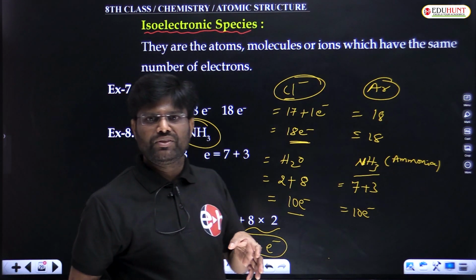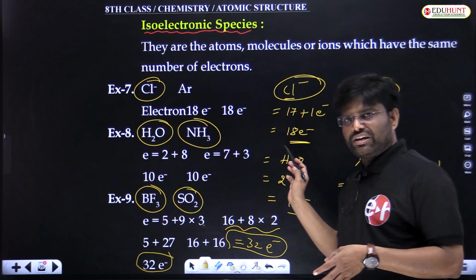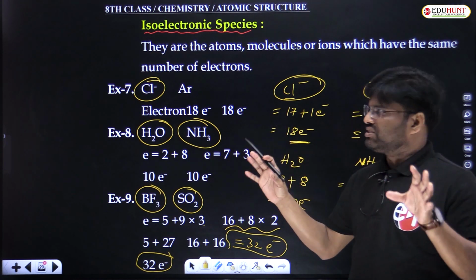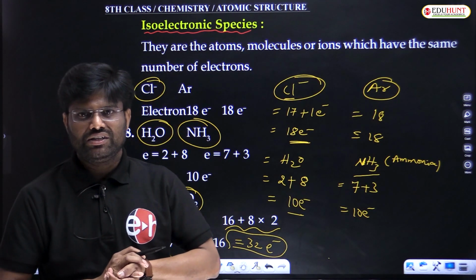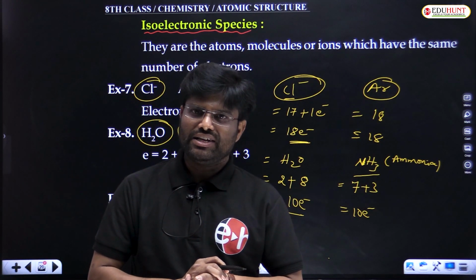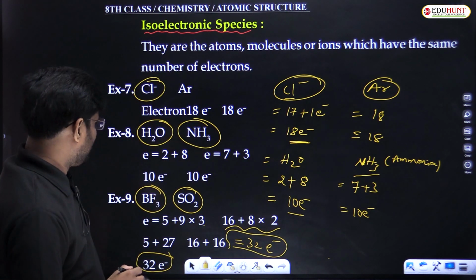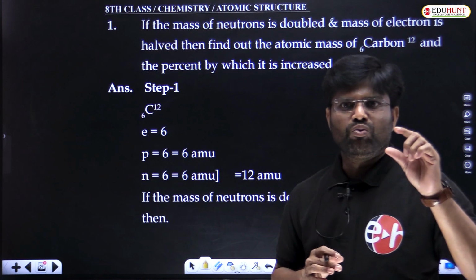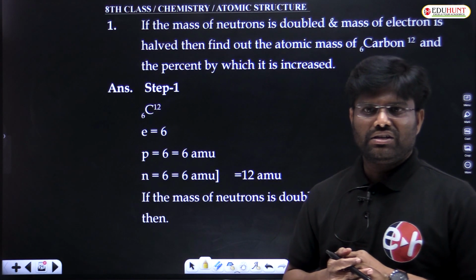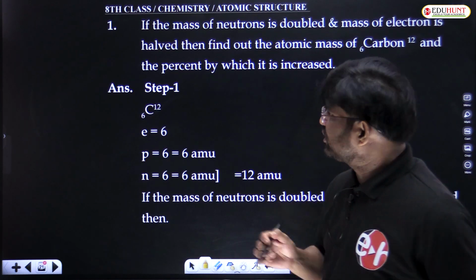This is about the total number of electrons. This is called isoelectronic species. So today I explained about isosters and isoelectronic species. Let us discuss some worksheet questions. Before going to explain the worksheet questions, let me explain this part.